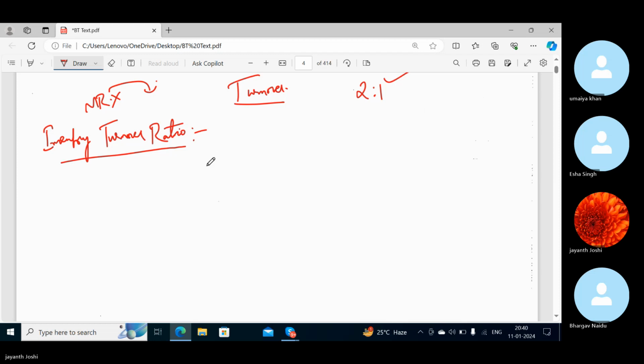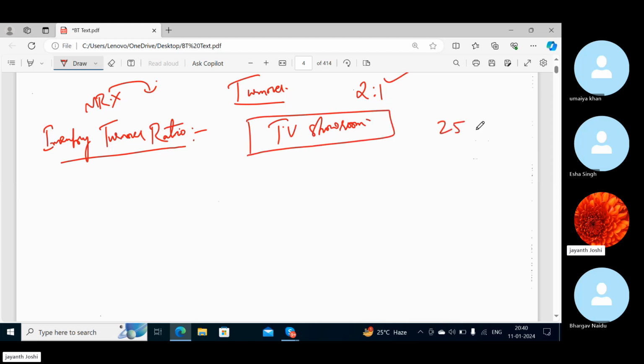So let's say this is Mr. X and he wants to, let's say, I'll take the example of a small TV shop, a TV showroom. So there is a TV showroom and this TV showroom has a capacity of 25 TV sets. So there are 25 TV sets which can find space in a particular TV showroom. That means this TV showroom has a maximum capacity of holding 25 TV sets.